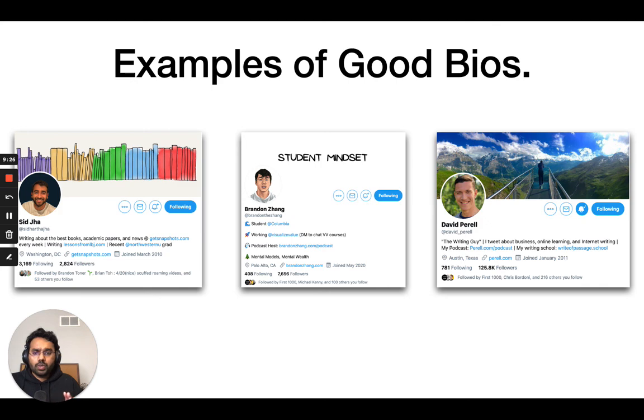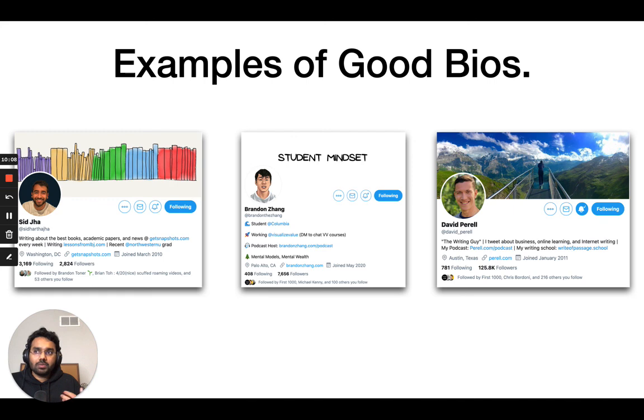So if you look at these 3 profiles, they're very concise. They have been very mindful about how they need to maximize that Twitter bio real estate. And if you look at the header image, it's pretty simple. And it's really up to the aesthetics of who you are. In Brandon's case, he has added these 2 words, student mindset, because he talks a lot about being a student and having that student mindset for learning and stuff. Siddharth, I think he has a lot of books and stuff. David Perel, he is a guy who's a lot into aesthetics and stuff. So he has created a wallpaper of a picture.